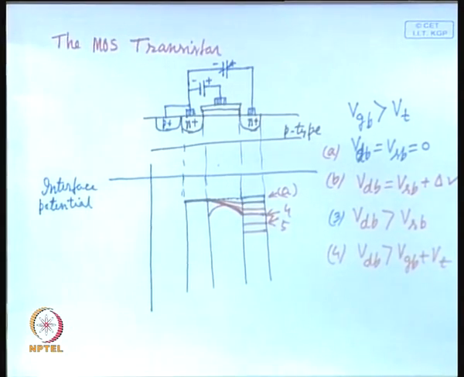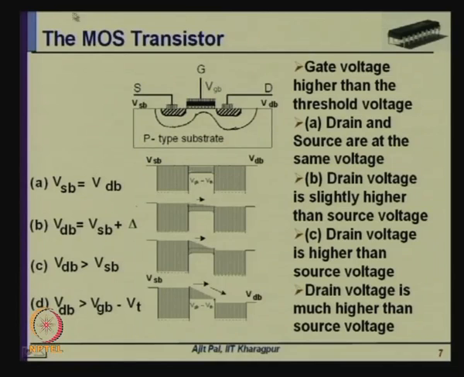So, what is happening? We can consider these situations mentioned here. Gate voltage is higher than threshold voltage, as I have told. Drain and source are at the same voltage. This is situation A. Then in B, drain voltage is slightly higher than the source voltage, as I have already explained. So, you have got a slope here, and drain voltage is higher than source voltage, as you can see here.